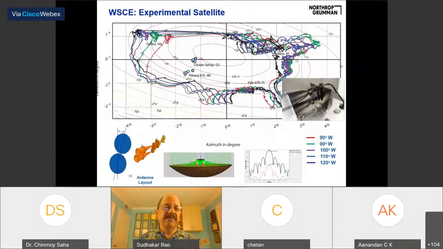And this is the high frequency satellite. I told you about the congestion in the geostationary satellite orbit. So this is the experimental satellite we built for the US Air Force, and it's going to be launched next month. It's very simple, a 2-horn cluster on the satellite.